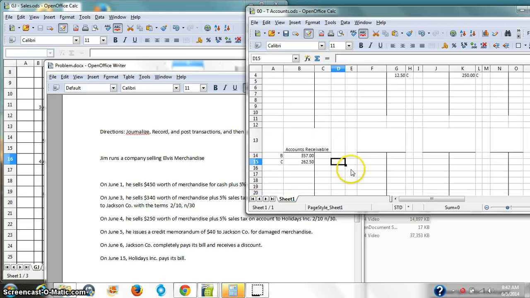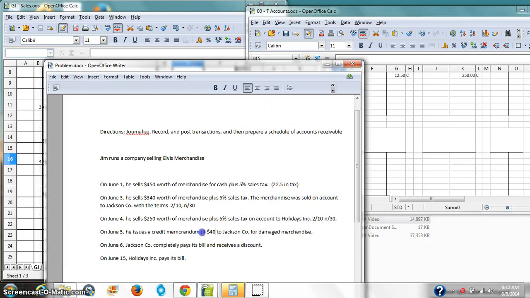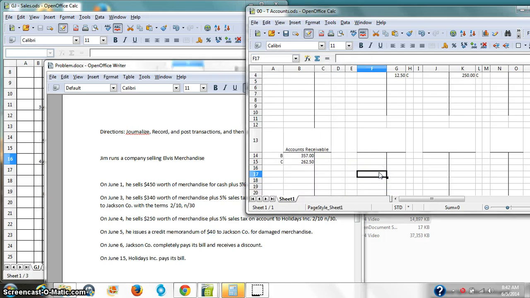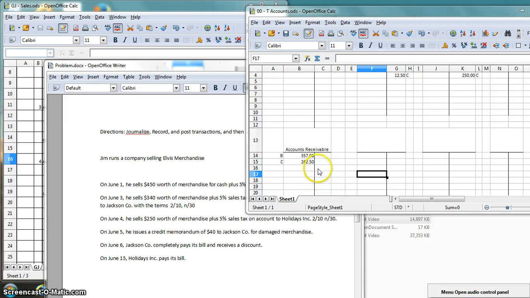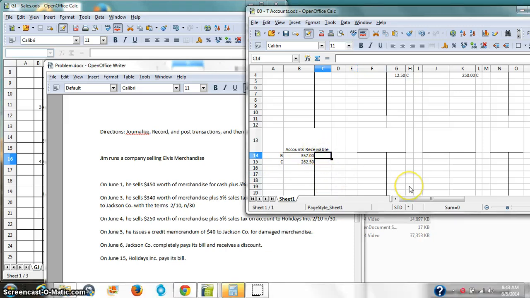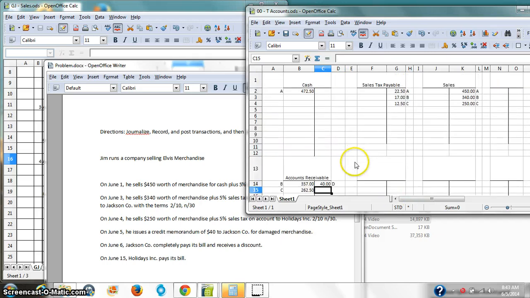However, now he doesn't owe us that money. We're going to say, some of that was damaged, you don't owe us 40 bucks. So now I need to credit that amount to accounts receivable. So I'm going to credit your accounts receivable account. This will be transaction D. I'm going to give you a credit of $40. Now you don't owe me that money.